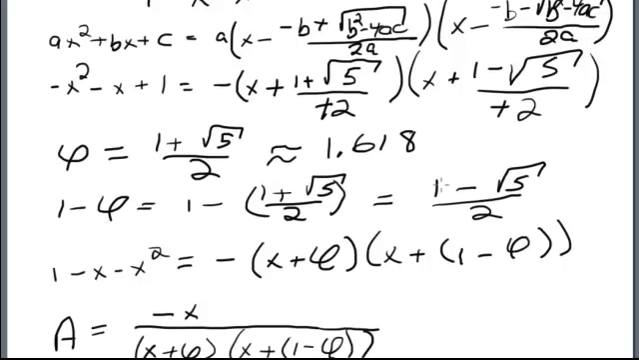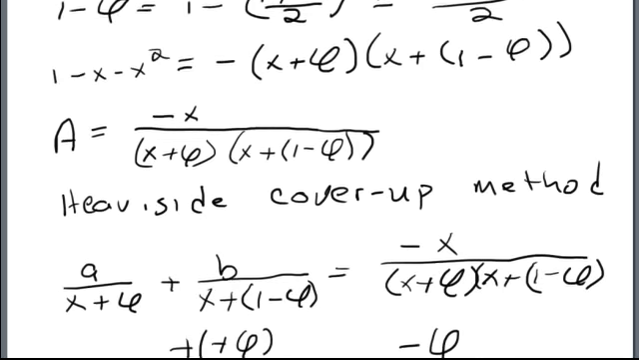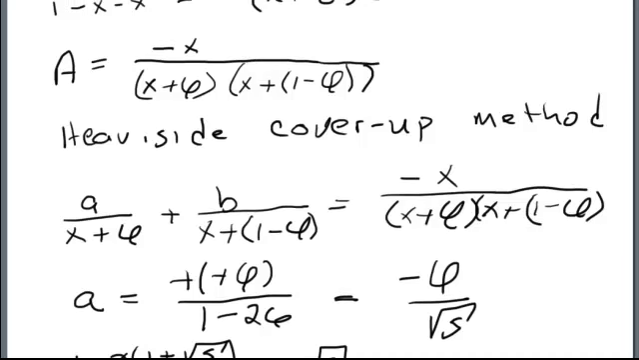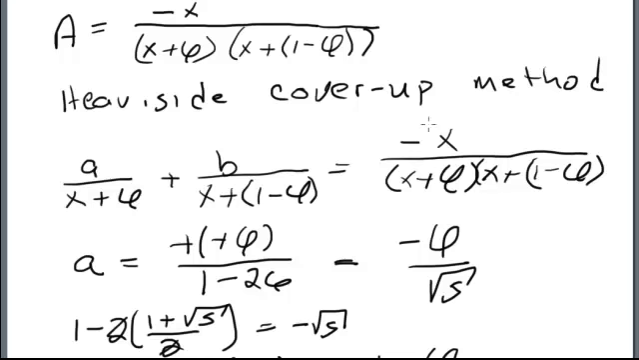So we also said that 1 minus phi is 1 minus the square root of 5 over 2. So we have these 1 minus phi here and phi here. So we come down, we got that. Now we're down right here. Since we have the denominator factored, we're ready to do the partial fraction expansion. And the method that I use is called the Heaviside cover-up method.